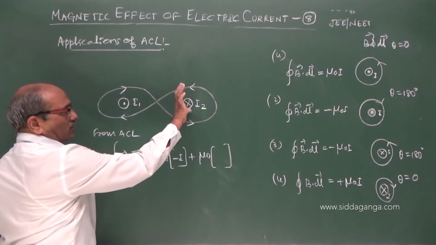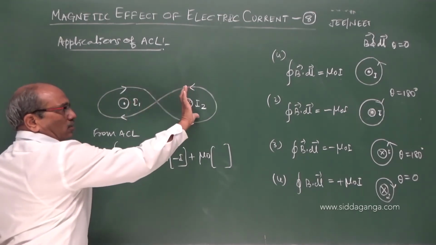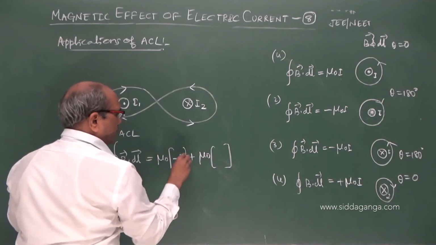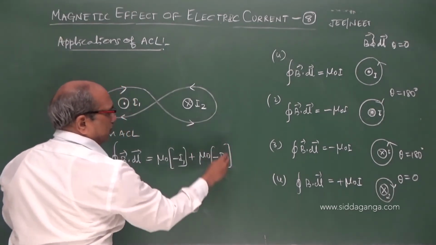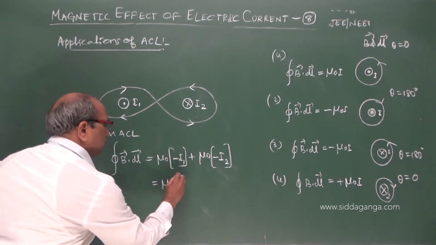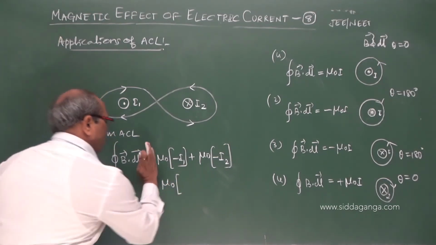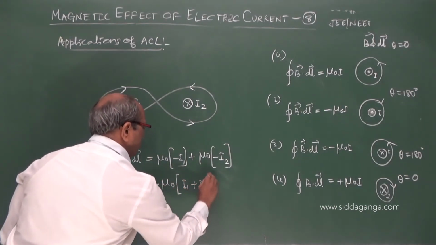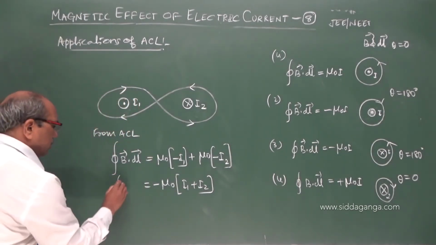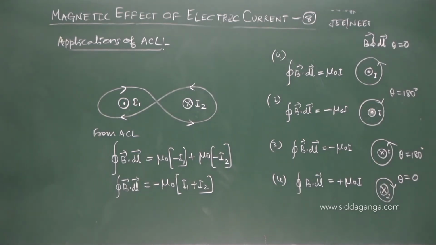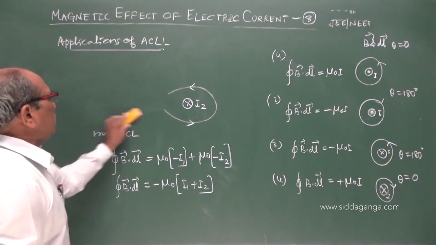Now again you see this current is into the board. Threading should be clockwise, but it is anti-clockwise. This also says minus I2. Therefore I can write it as mu naught into, or minus, if I take out, minus mu naught into (I1 plus I2) is integration of B dot dl. So we can take any number. Let us go with another.